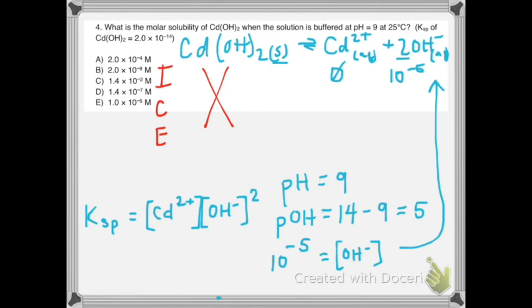Okay, so now that we have that set up, we can do our plus x, x, 10 to the minus 5 plus x. And then now we can use our KSP expression.